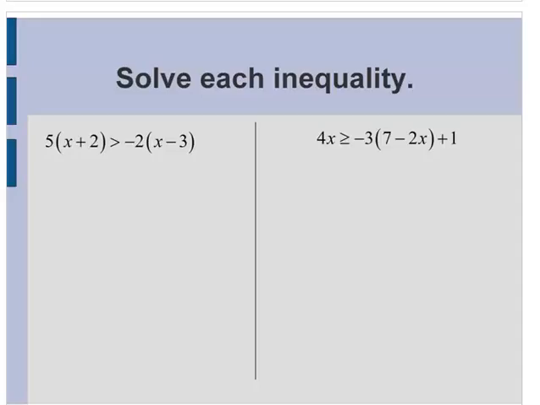Five by the quantity x plus 2 is greater than negative 2 by the quantity x minus 3. Like before, I'm allowed to use distributive properties. So I'd have 5x plus 10 is greater than negative 2x plus 6. I like to bring the variables to the left, so I would add 2x to both sides. And while I'm at it, that would give me a 7x on the left. And I'll go ahead and subtract 10 from both sides.